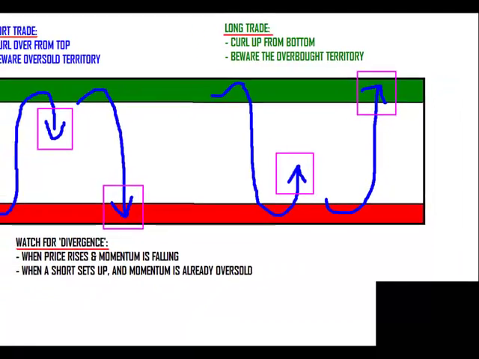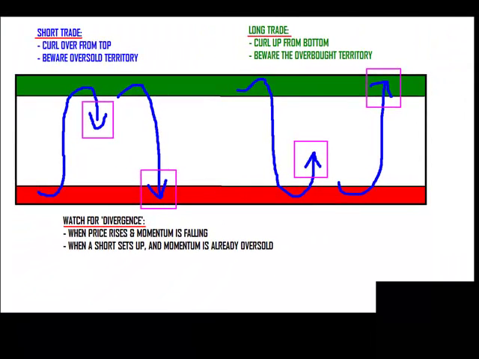So for a long trade, I want to see it curling up from the bottom. For a short trade, curling down from the top. And of course beware of overbought and oversold territories, and always keep an eye out for divergence between the two, right? Momentum going up and price action going down.